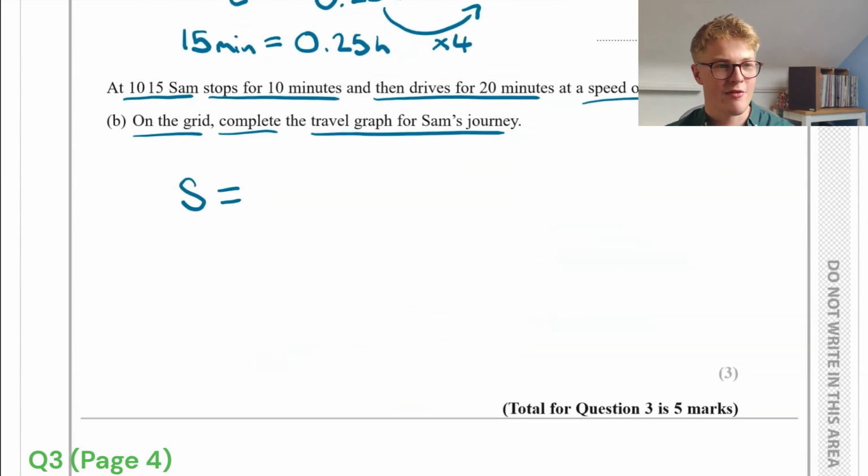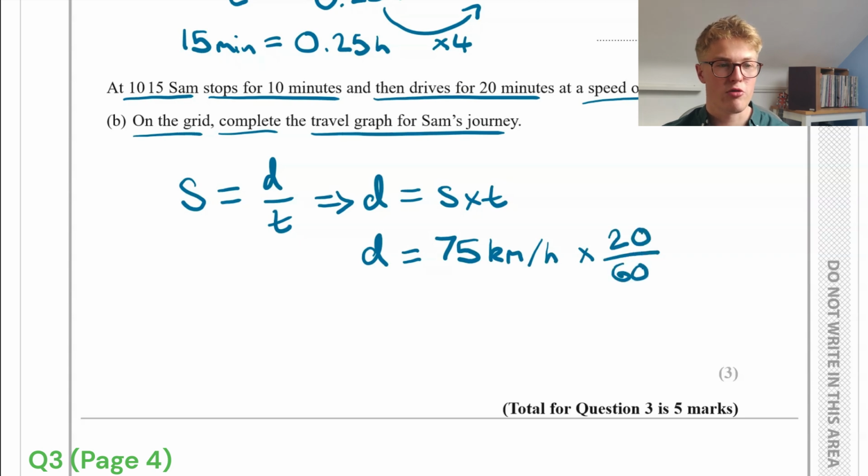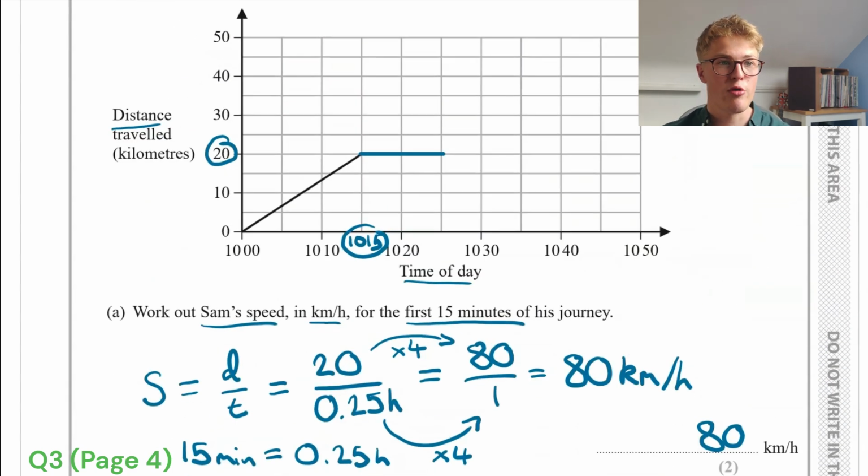Speed is equal to distance over time, and distance is equal to speed times time. So the distance is 75 kilometres per hour times 20 over 60 hours, because we know that he travels for 20 minutes at a speed of 75 kilometres per hour. 75 times a third is 25 kilometres. This means that he travels 25 kilometres in those final 20 minutes. So we can then draw this onto our graph, and we have our final answer.